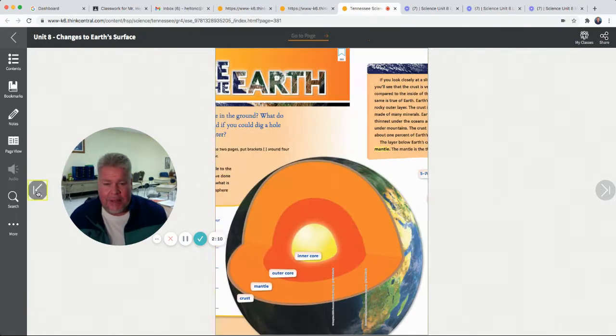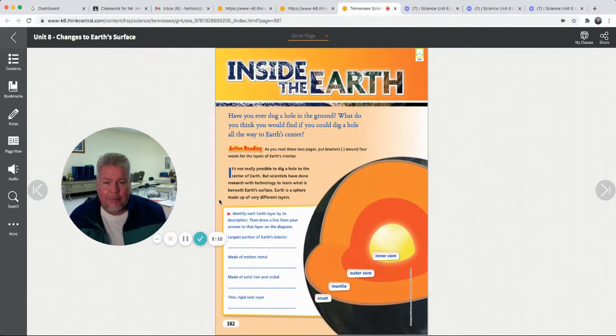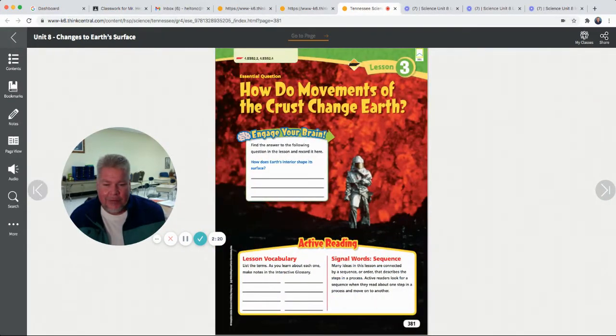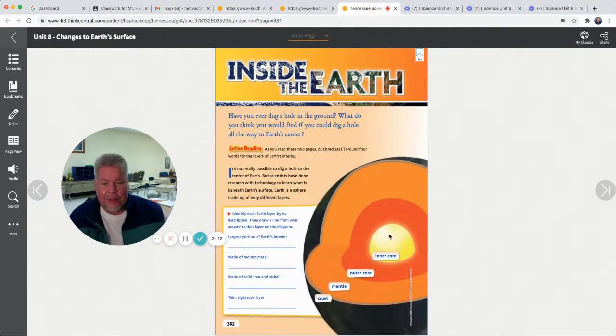I feel like I skipped a page. Let me go back here. Oh, we did skip a page. Sorry. I knew there was a page between what I had just looked at. So I'm going to go back. This is 382. We went from 381 to 383. My computer didn't work. Let's look at 382 now.